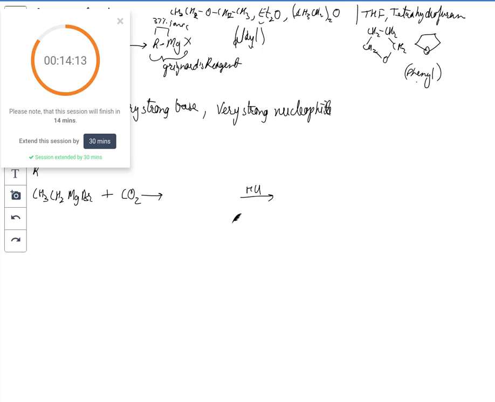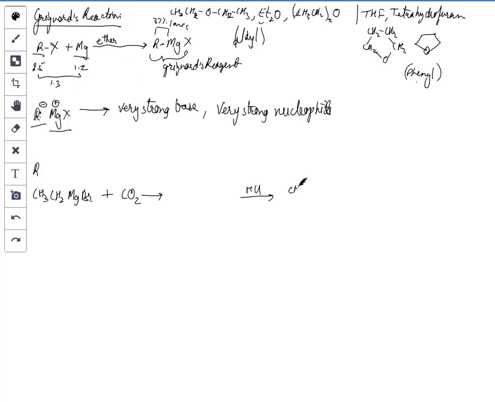And you add H plus then? Perfect. That's what you get. Okay, fine. The rest of the reactions of the Grignard reagent we are going to do in the next class, which could be on Friday.